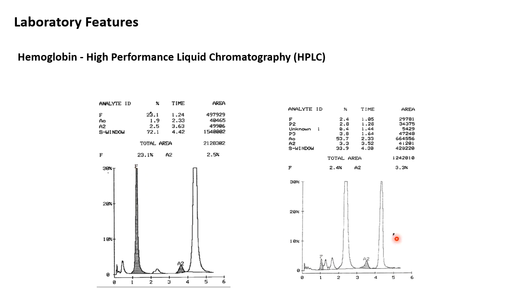And in this case, you can see that HbF is a minor window, but HbA is a big peak, and similarly HbS is a big peak. So you have HbA and HbS. This is a case of sickle cell trait.